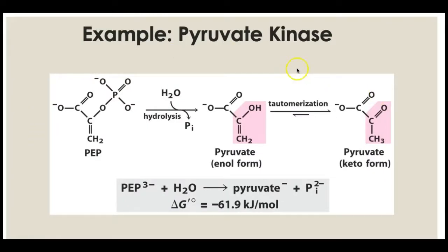So this is an example of pyruvate kinase function, where phosphoenolpyruvate will undergo hydrolysis with water to produce pyruvate and free phosphate. For the reaction here, it is negative 61.9 kilojoules per mole, which means it is a spontaneous reaction.